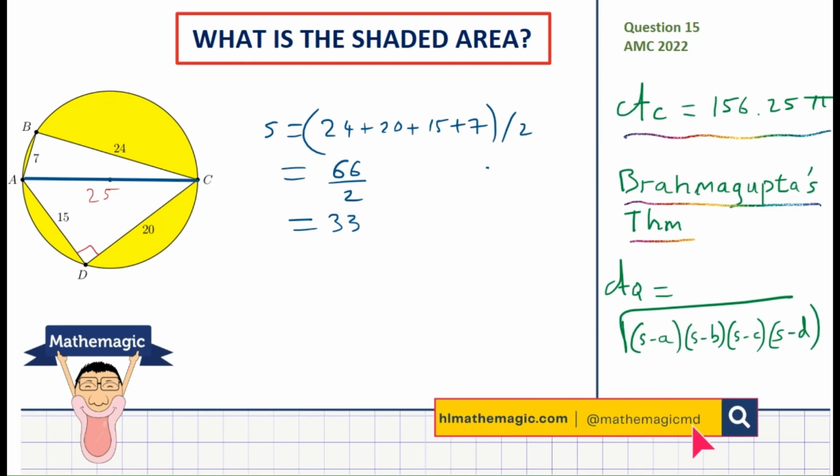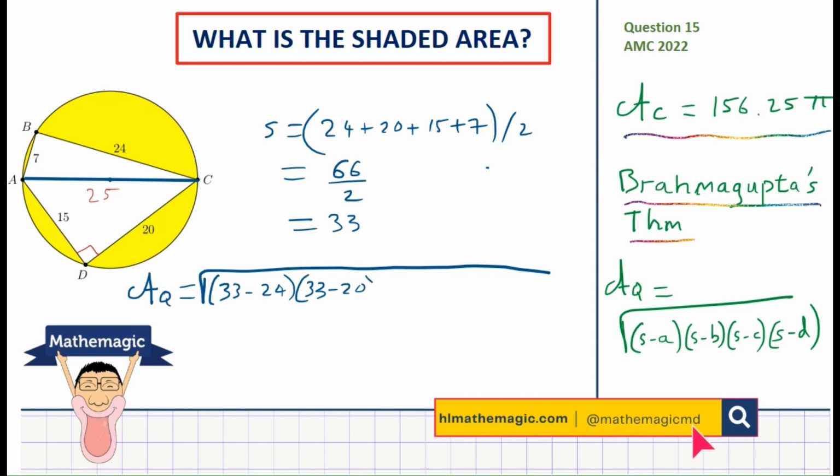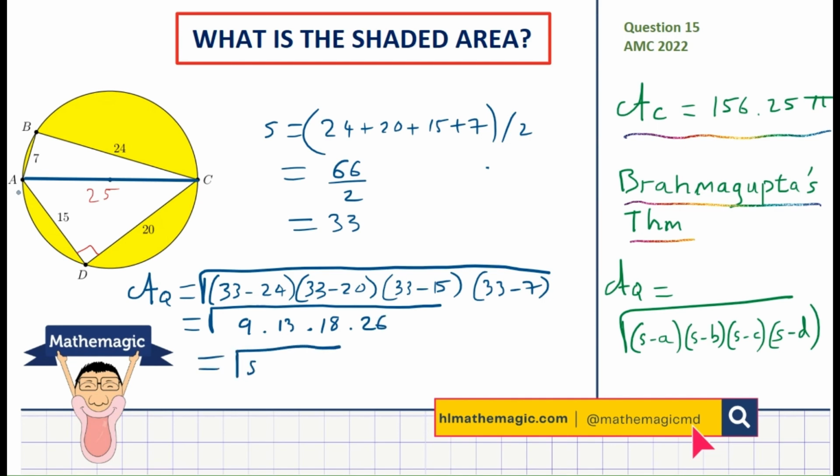To find the area of our quadrilateral, this might be a little bit big, so let's start off on the side here. The area of the quadrilateral is going to be the square root of, and I'll try and write this as small as I can, 33 minus 24, times 33 minus 20, times 33 minus 15, times 33 minus 7. So this is going to be the square root of 9 times 13 times 18 times 26, which will give us the square root of 54,756. And this value actually happens to be exactly 234, which is absolutely beautiful. So this is our area.